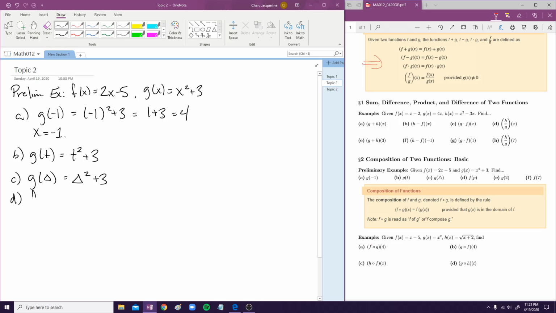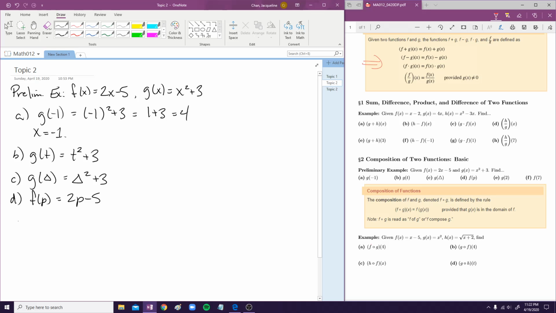Right? So then we haven't worked on f. So what is f of p? So f is also a function of x. And so wherever I see an x, I'm going to plug in p. So this becomes 2p minus 5. Right? So now let's do more examples.